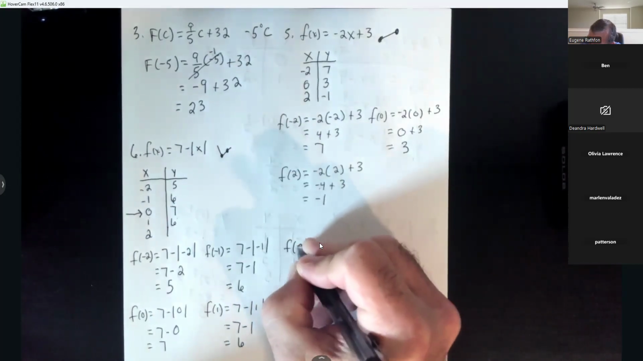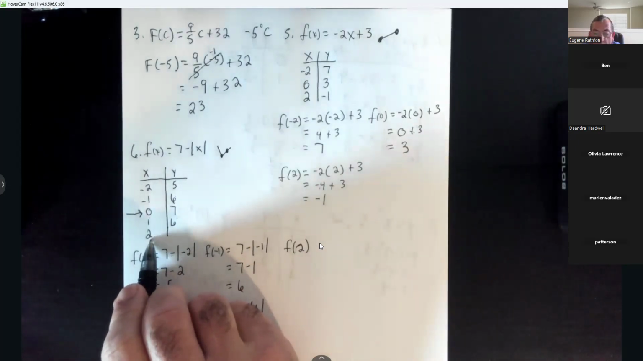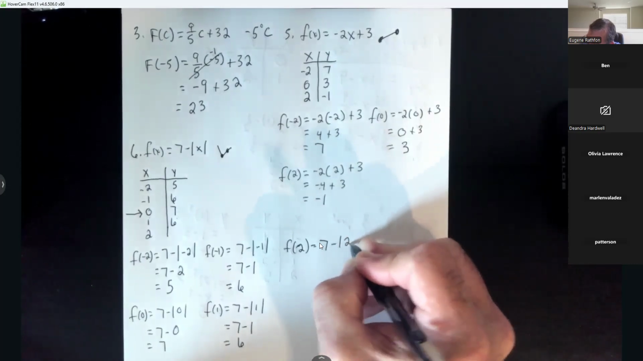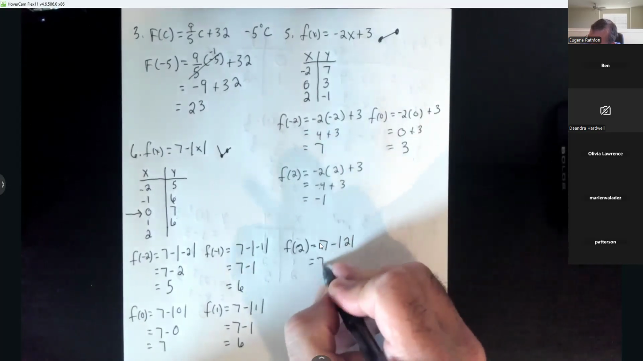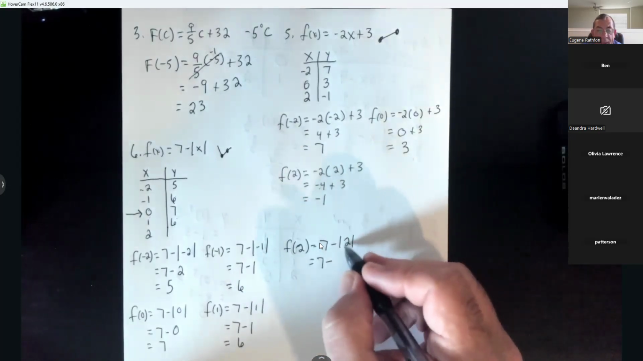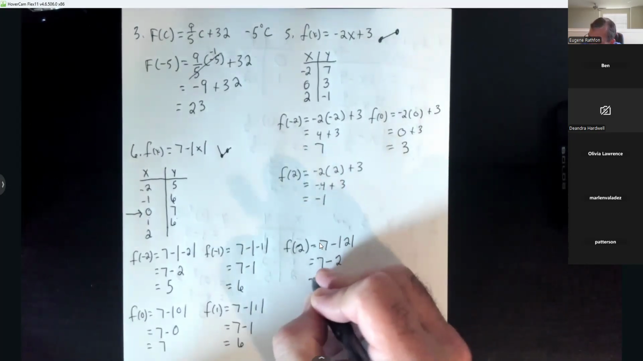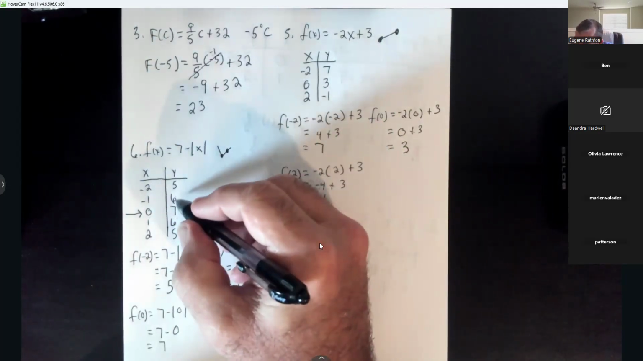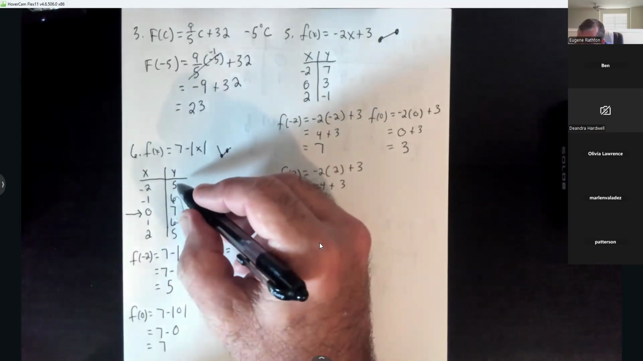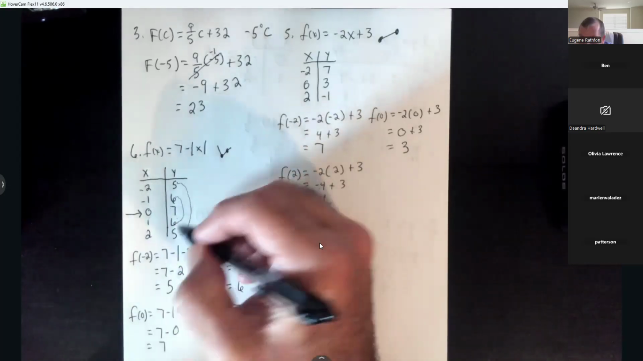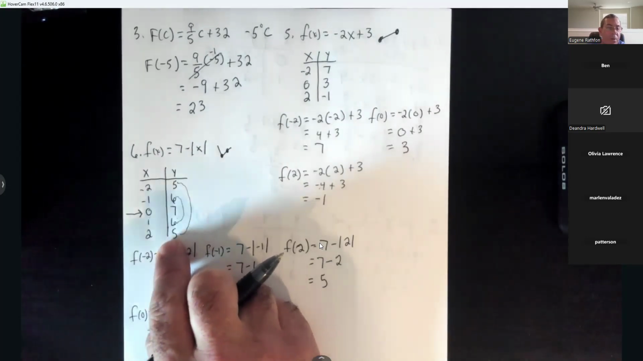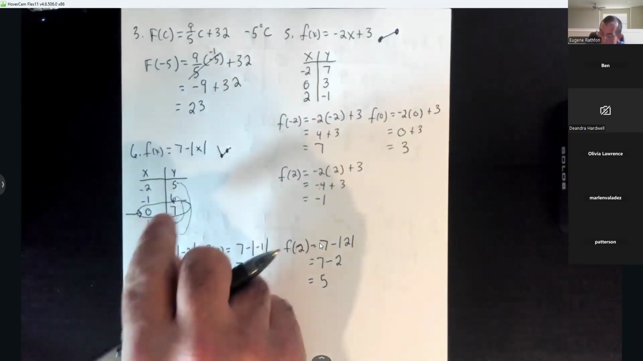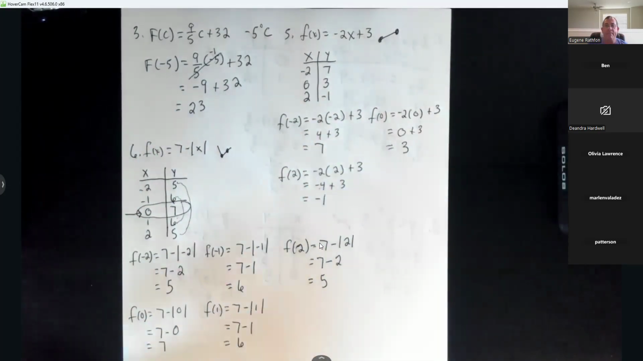So let me try the last one, which is the absolute value of 2. So that'll be 7 minus absolute value of 2. Bring down the 7 minus. Absolute value of 2 is 2. And then 7 minus 2 is 5. So we just wanted y'all to see that negative 1 and 1 had the same y value. Negative 2 and 2 have the same y value. And when you graph it, you gotta graph that middle point first, okay?